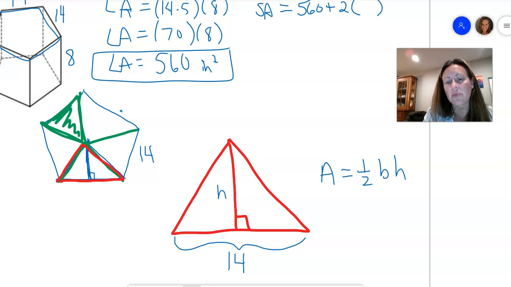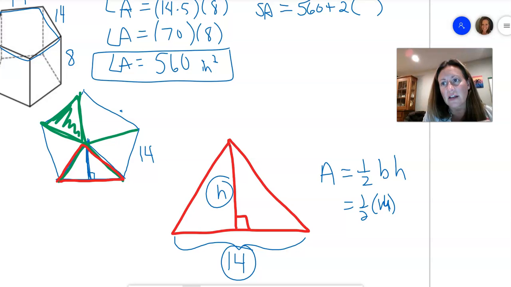I know that the base is 14, so that's going to be 1/2 14. But now I need to calculate this height to put it here so that I can have one of these triangles and then multiply that by 5 for the entire pentagon. Okay, so this is now my question. How do I figure out that height? I'm going to use trigonometry.